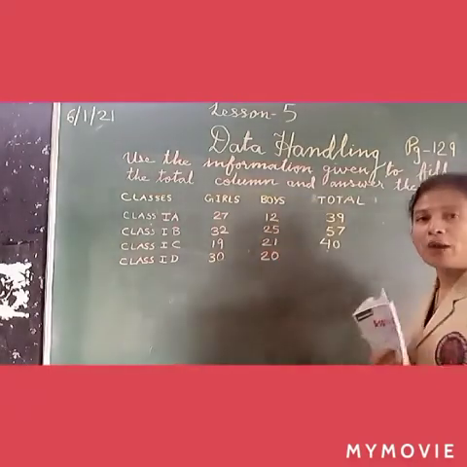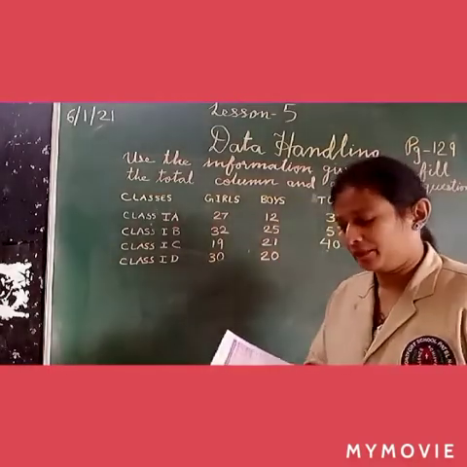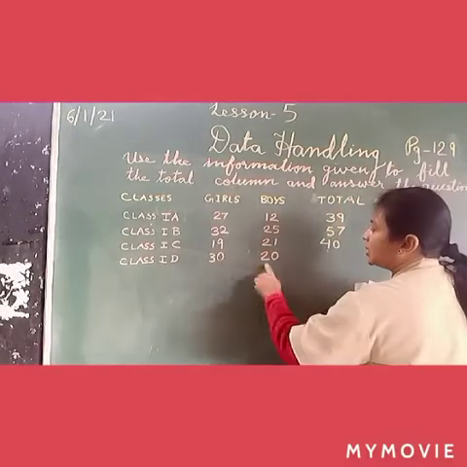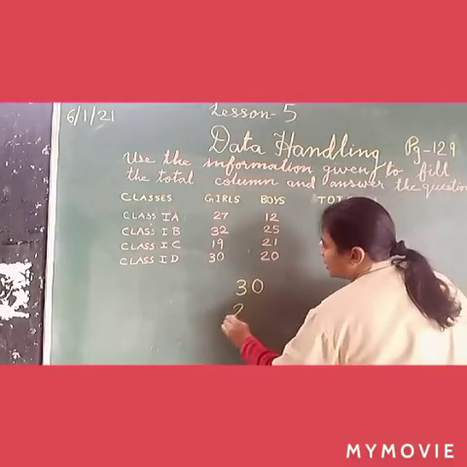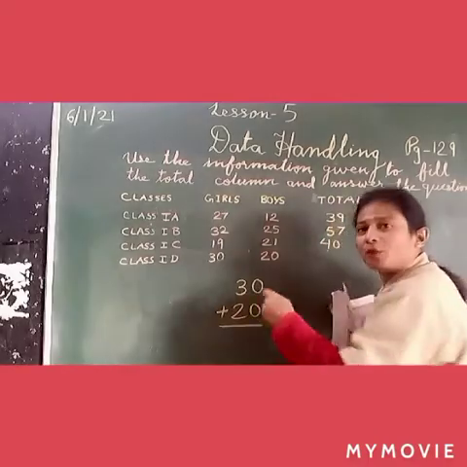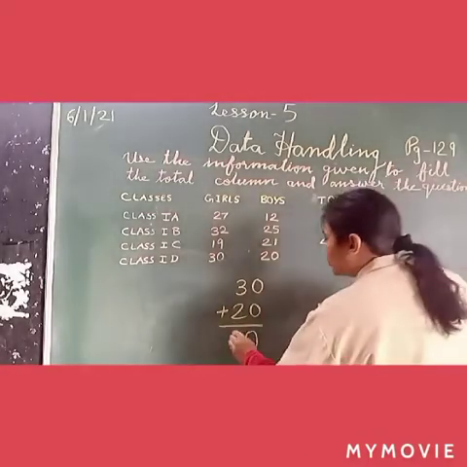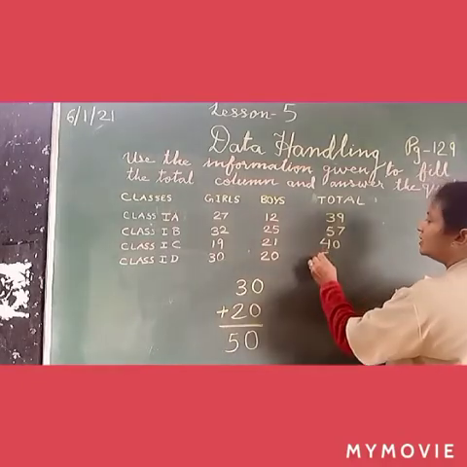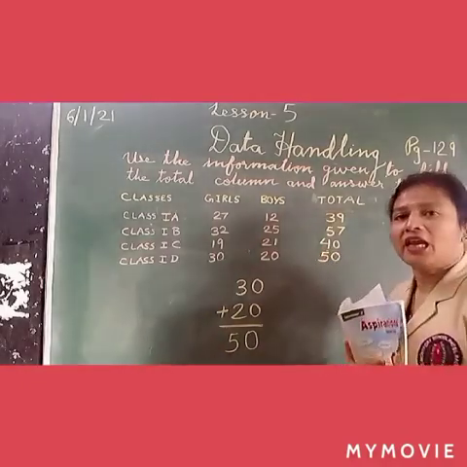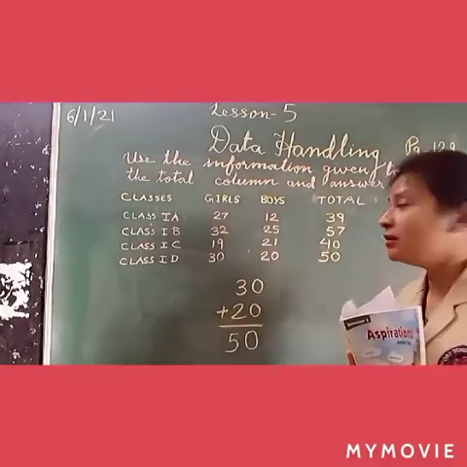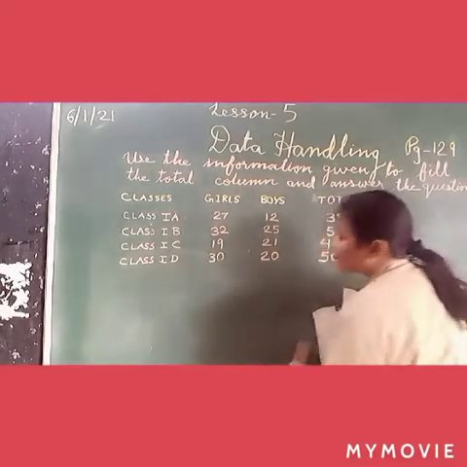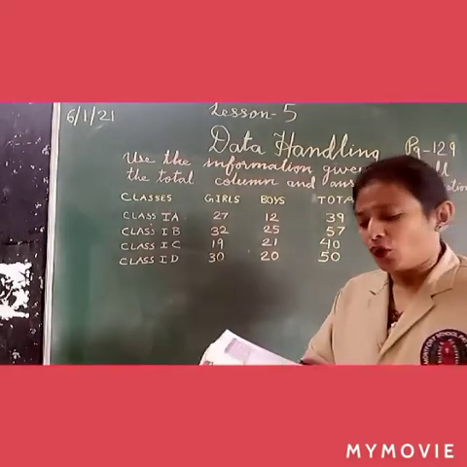Now come to class 1D. 30 plus 20. It's so easy. 0 plus 0, 0. 3 plus 2, 5. So we got the answer. In class 1D, 50 students are there. Now one by one, you have to answer the questions.